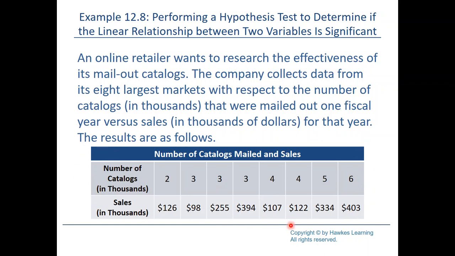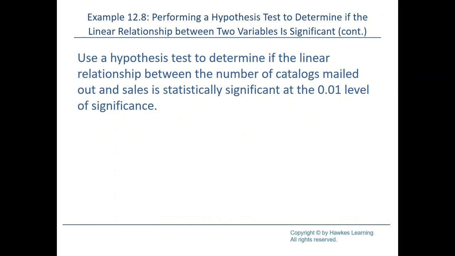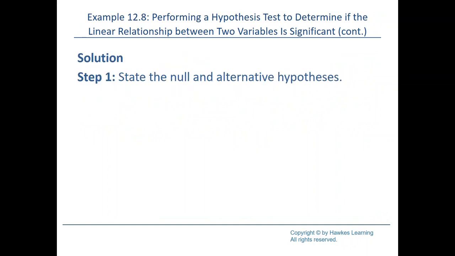The first thing you want to do is a hypothesis test to determine if there is a linear relationship between the number of catalogs that are mailed out and the sales. And again, the level of significance is going to be 0.01. Since we're using a hypothesis test here, we always want to state our null and alternative hypothesis.